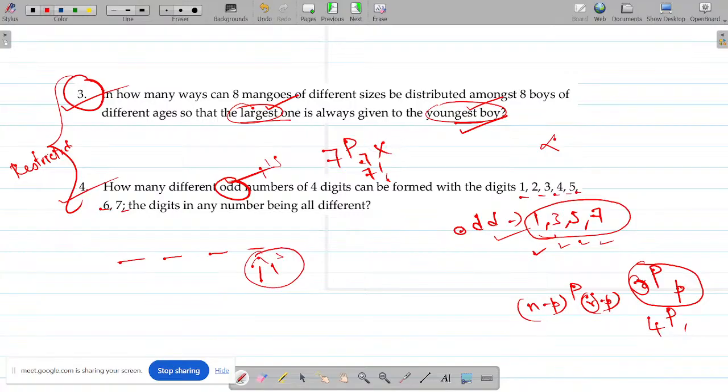Only one largest mango, only one youngest boy. So that one mango will be given to that one boy. So it's obviously 1P1, which is 1. You may get your answer in different forms. This question was asked once in the exam, and you may get your answer as 7 factorial into 1 factorial.